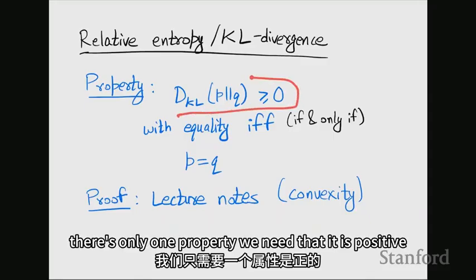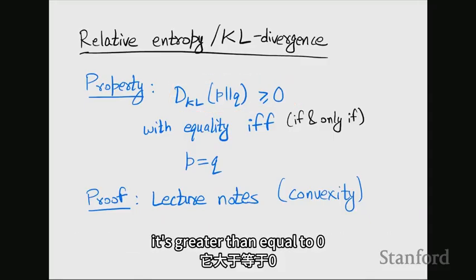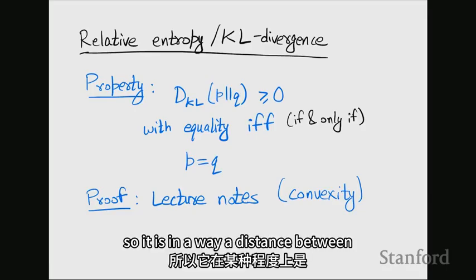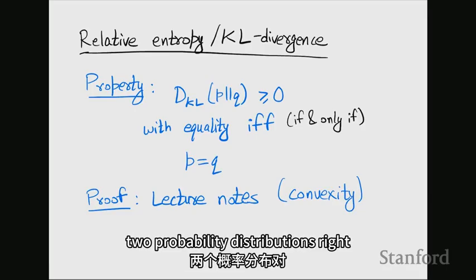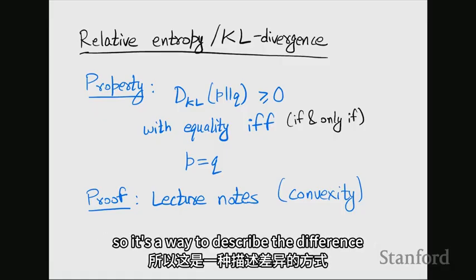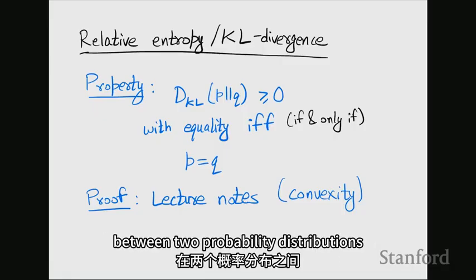There is only one property we need: that it is positive. It's greater than or equal to 0, with equality if and only if P is equal to Q. So it is in a way a distance between two probability distributions, right? If the probability distributions are similar, it's smaller. If they are not similar, it's bigger. So it's a way to describe the difference between two probability distributions.